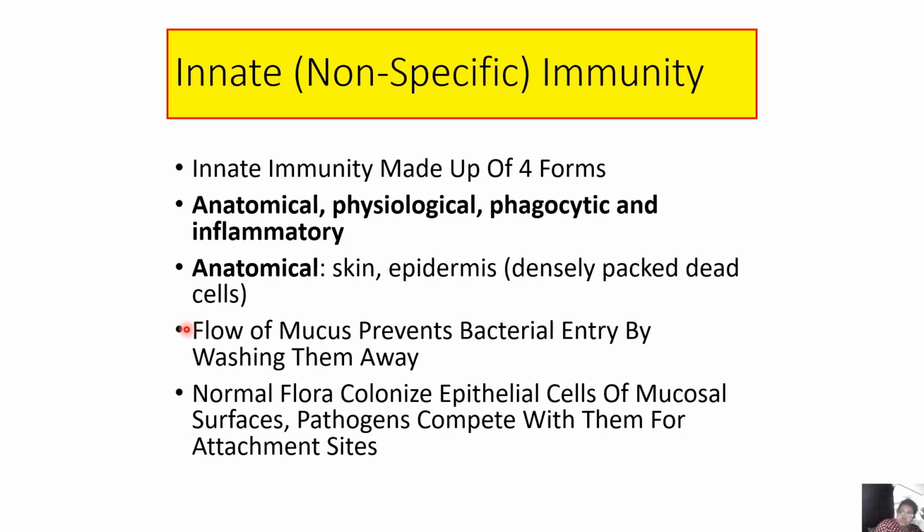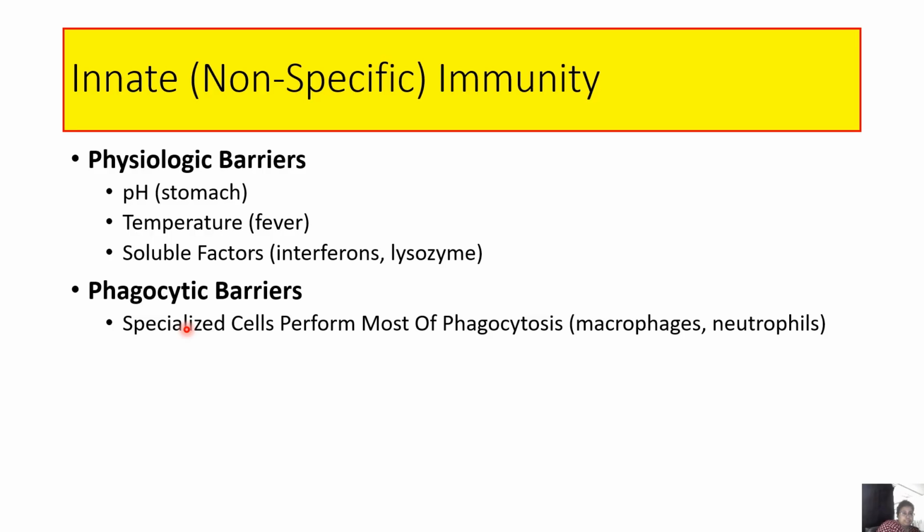Yes. So, innate immunity, as we discussed in one of the previous classes, is made up of four forms: anatomical, physiological, phagocytic, and inflammatory. Anatomical can be skin, epidermis, flow of mucus prevents bacterial entry by washing them away. Normal flora can colonize epithelial cells of the mucosal surfaces. Pathogens can compete with them for attachment sites.